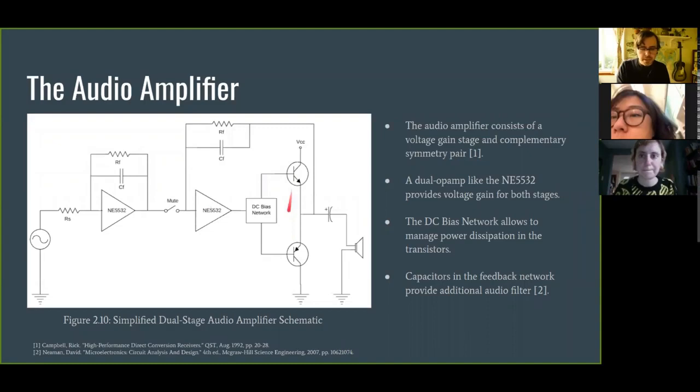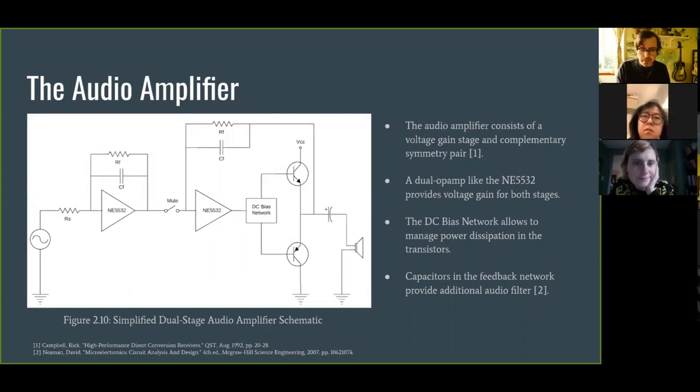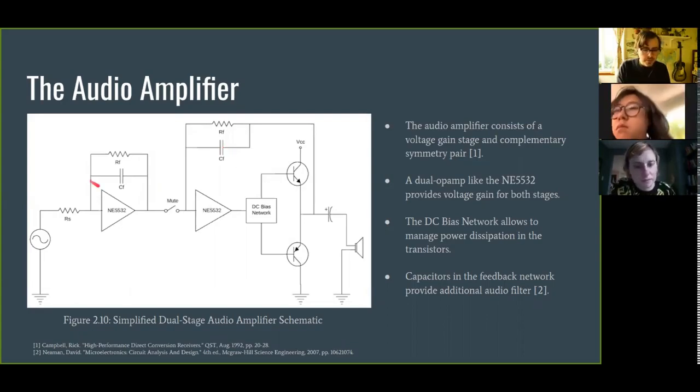So this bias network here allows us to manage the power dissipation between these 2 transistors, and that helps reduce the wasted current to ground and not draining off our battery life. I also put a couple caps here in the feedback network just to provide added filtering for any signals coming off the product mixer.